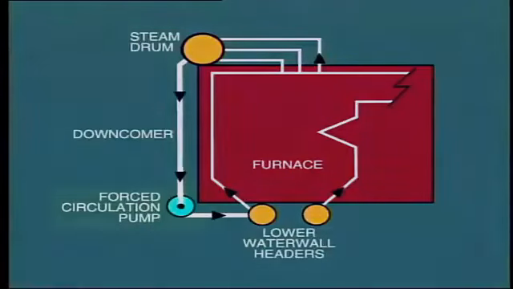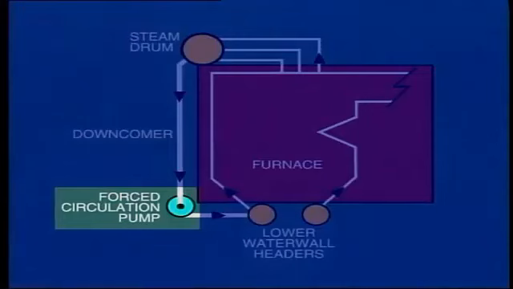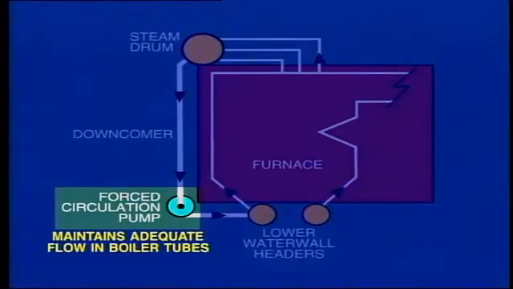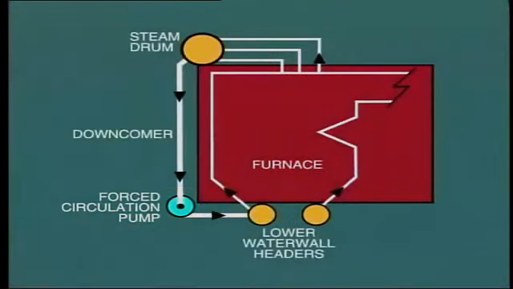Indeed, with very high-pressure boilers working at, say, 2,500 to 3,000 psi, it's more difficult to obtain natural circulation because there is not as much difference between the density of water and steam at these pressures. With this type of boiler, forced circulation is often employed so as to ensure that an adequate flow of water is maintained throughout the boiler tubes at all times. With the forced circulation system, large pumps are installed in the downcomers to force the circulation of water.